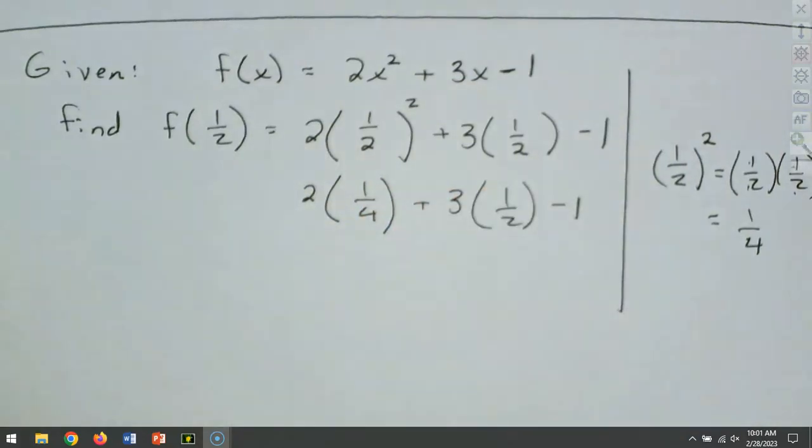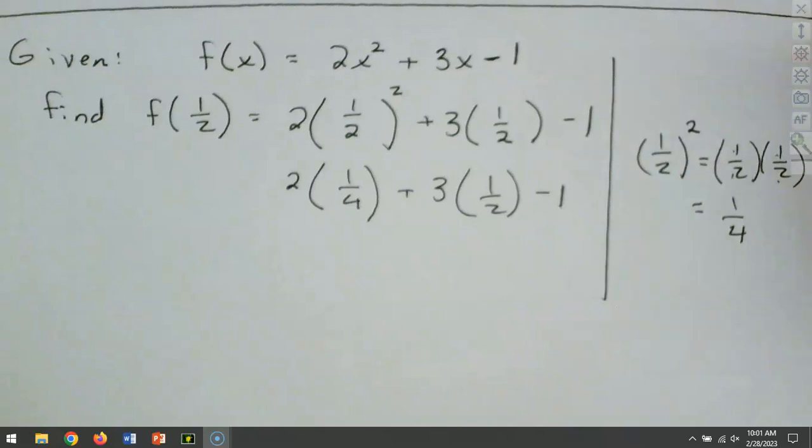So I plug that 1/4 in because I took that 1/2, I wrote it over the side, and I squared it. Is everyone okay with that? You just square that fraction out. Now what do we need to do? Well, now we can multiply.